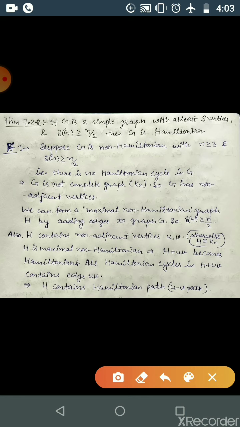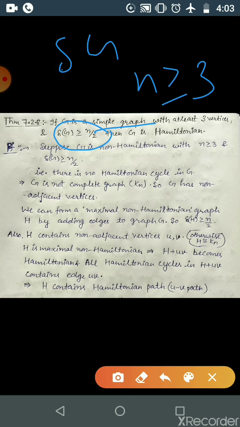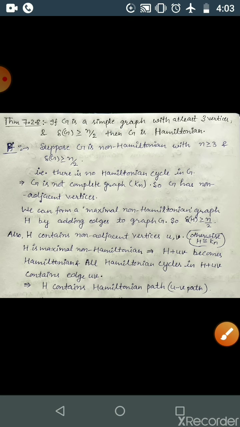If G is a simple graph with at least 3 vertices, and with one more condition on the minimum degree, the minimum degree among all the vertices, that the minimum degree of G is at least n by 2, where n is the order, then G is Hamiltonian. So this is the sufficient condition for a graph G to be Hamiltonian.